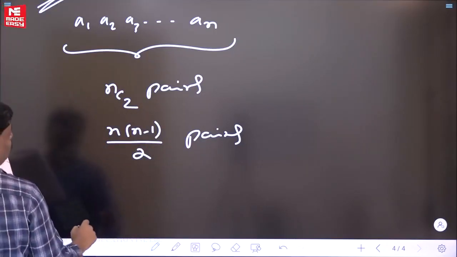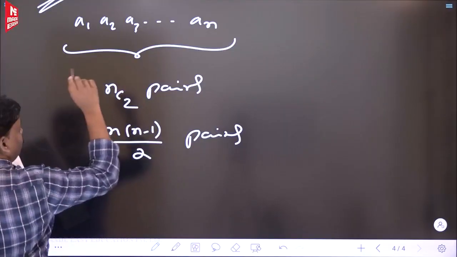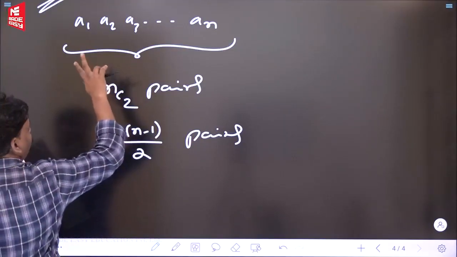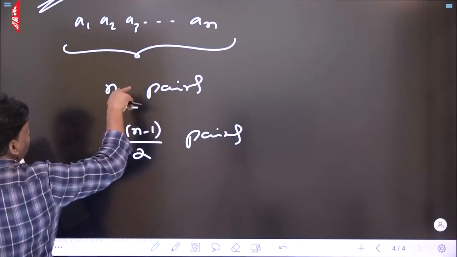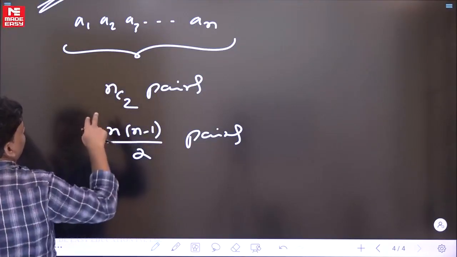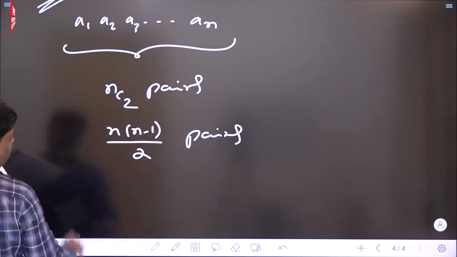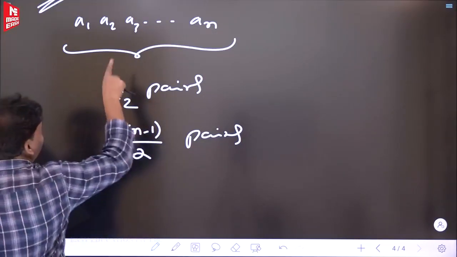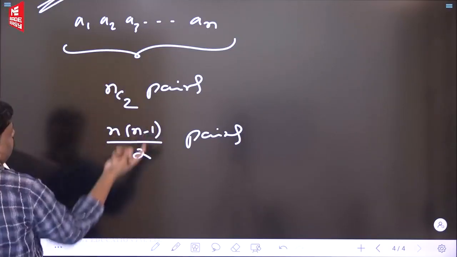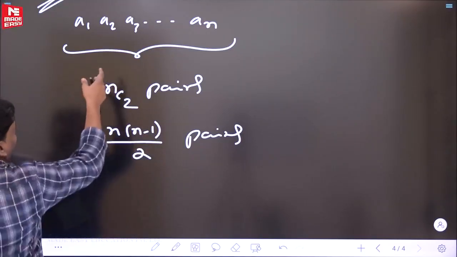And one more thing I want to ask you. If you take any pair ai, aj, it may be an inversion, it may not be an inversion. Two possibilities are there. The probability that it becomes an inversion is 1 by 2. Take any pair.